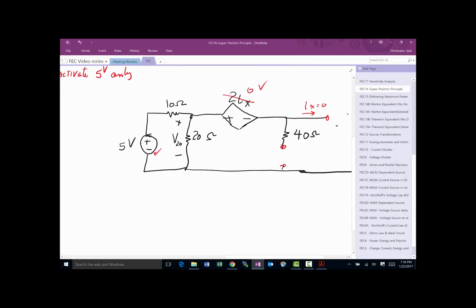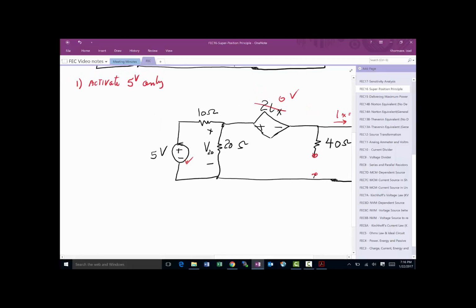Okay, now we need to find the voltage across the 20 ohm with respect to the 5 volt. Of course, this is a simple KVL. We can write a KVL, find the I, and then I times 20 gives us the answer. Or we know this is a voltage divider, so for this particular case V of 20 ohm in response to the 5 volt is going to be equal to 5 volt divided by 10 plus 20, that's the current through here, times 20.